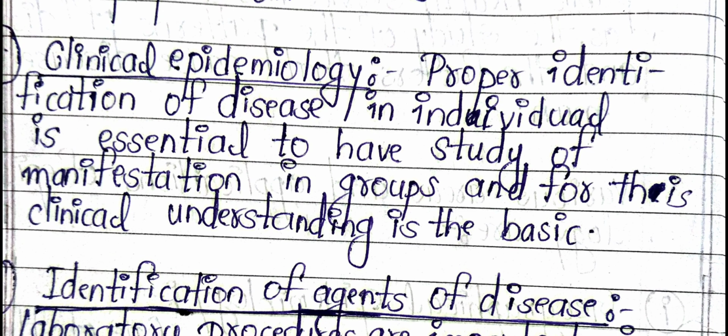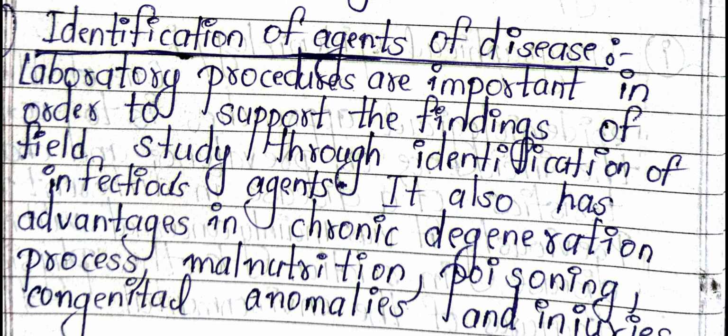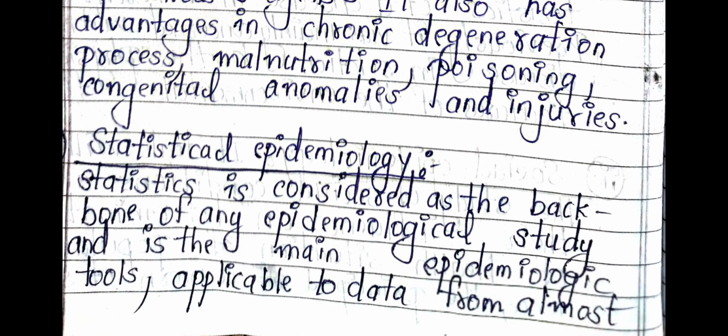Clinical epidemiology. Proper identification of diseases in an individual is essential to have a study of manifestation in groups, and for this, clinical understanding is the basic. Identification of agents of diseases. Laboratory procedures are important in order to support the findings of the field study through identification of infectious agents. It also has advantages in chronic degeneration processes like malnutrition, poisoning, congenital anomalies, and injuries.